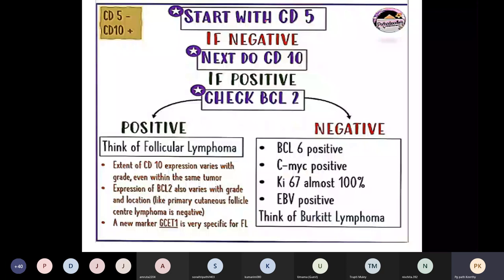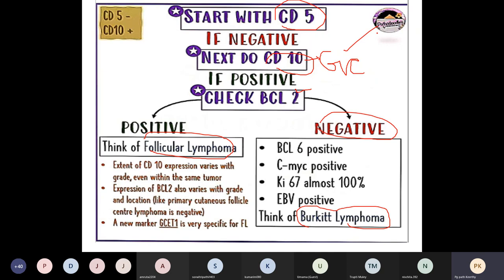Then one more is CD5 negative and CD10 positive. Then obviously, tell me, CD10 is a marker of what? Germinal center, right? Simple concept. That's what we read, no? CD10 and BCL6 are present in the germinal center. So if germinal center markers are positive and it is BCL2 positive, then obviously it's follicular lymphoma. And if it is BCL2 negative, then think of Burkitt's lymphoma. Only two things can arise from the germinal center, no? Simple. Burkitt's will be associated with EBV and C-MYC, and Ki-67 will be 100%. Over. This slide you understood, right?